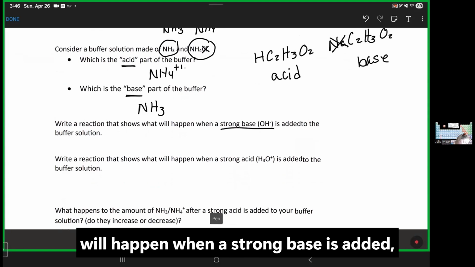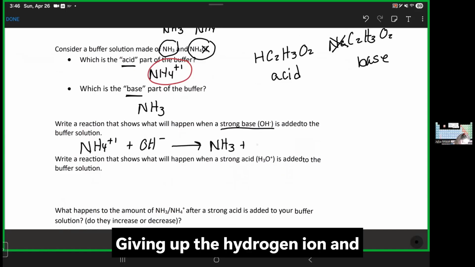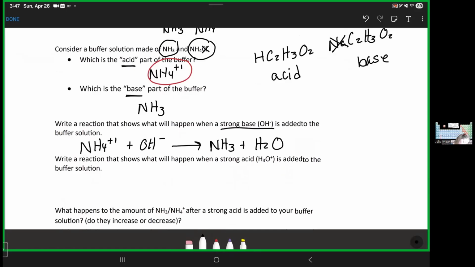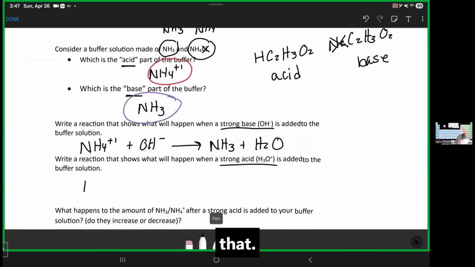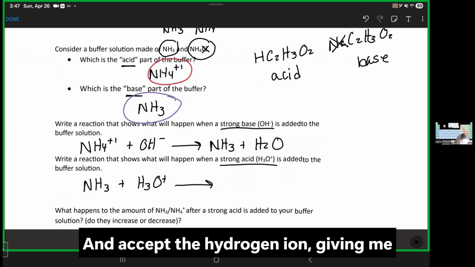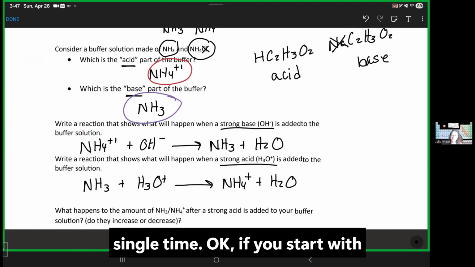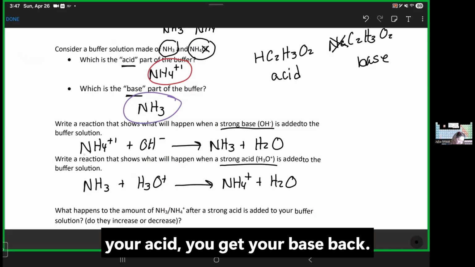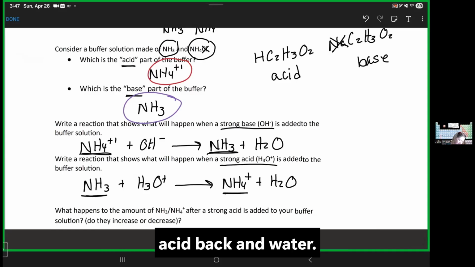strong base is added, well, your acid will react with it. So my acid reacts with the added base, giving up the hydrogen ion and making water. So what happens when a strong acid is added? Well, my base will react with that, and accept the hydrogen ion, giving me back my conjugate acid and water every single time. Okay, if you start with your acid, you get your base back. Start with your base, you get your acid back and water.